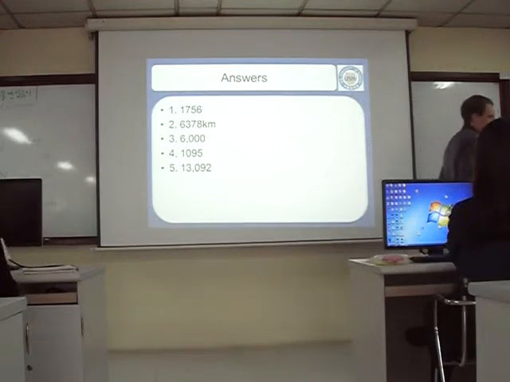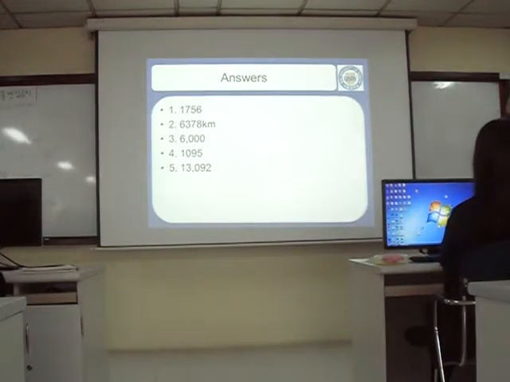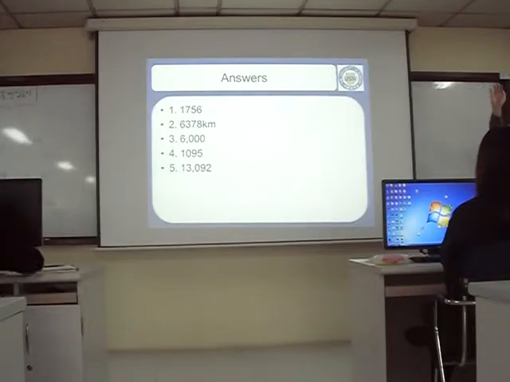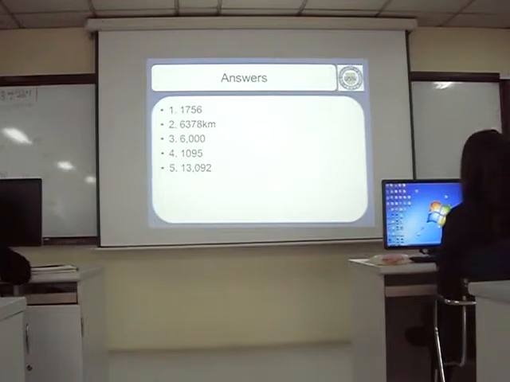Okay, let's see how many people got 5 correct. 5 correct. 4 correct. You should all get 4 correct because we said 90%. 90% of 5 is 4. Everybody should say 4. 3 correct. 2 correct. 1 correct. 0 correct. 4 people got 0 correct.